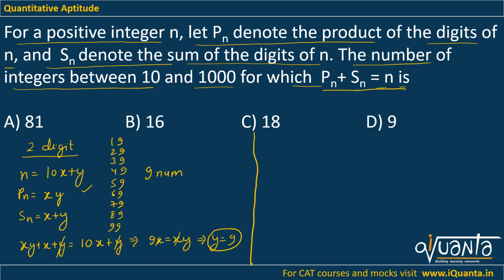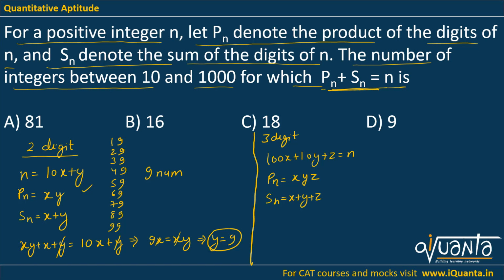Now we'll do the same for 3 digit numbers. If xyz is a 3 digit number, it can be written as 100x plus 10y plus z. This will be n. Pn will be x into y into z, that is xyz. Sn will be x plus y plus z.